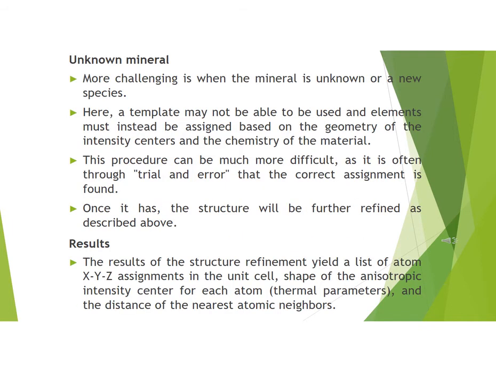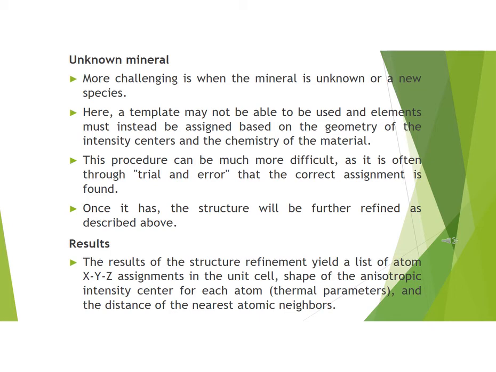If the sample is an unknown mineral, then it is more challenging to solve the structure and assign atoms, because a template may not be used for the initial assignment of atoms. The correct assignment of atoms is found through trial and error, and the atoms are assigned based on the geometry of intensity centers and the chemistry of the material. And once the structure is resolved, it is run through the least squares cycles to recalculate the structure through Fourier transformations. Now we will discuss the results of single crystal X-ray crystallography.